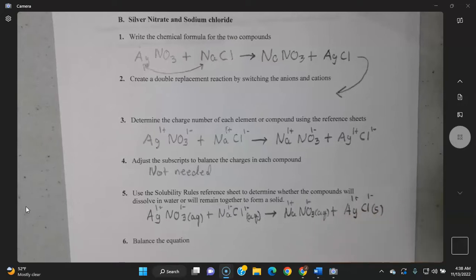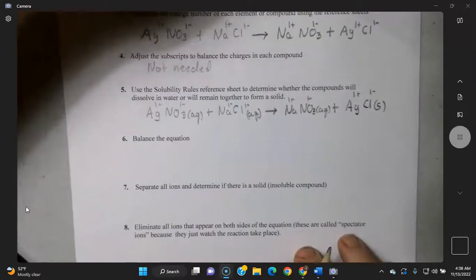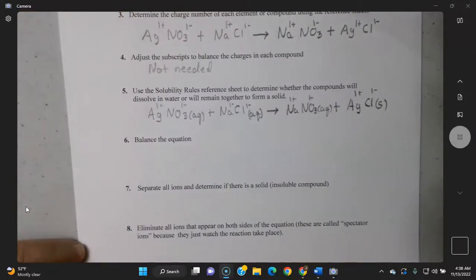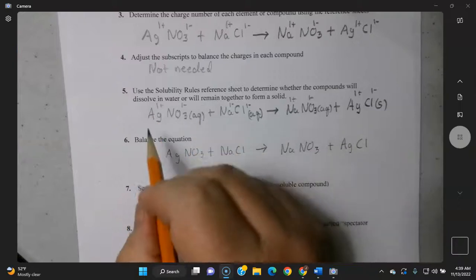And that's a solid. Okay, so that's how you do solubility. Now we are going to balance the equation. So I'm going to write out the equation without all the charges and aqueous or solid, just so we can see how to balance it. Okay, and we're going to write each of the elements.